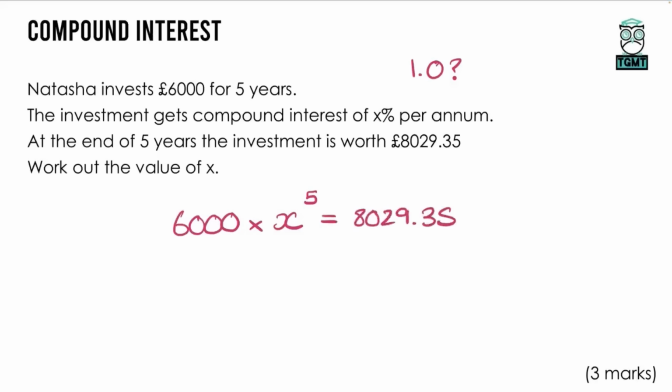£8,029.35. So this isn't too bad to do, because at this point we just need to divide both sides by 6,000 so that we'll know what x to the power of 5 is. It's more the multiplier at the end we're going to be really careful of. So that would leave us with x to the power of 5 is equal to £8,029.35 divided by 6,000, and that comes out as 1.338225, but this is x to the power of 5.